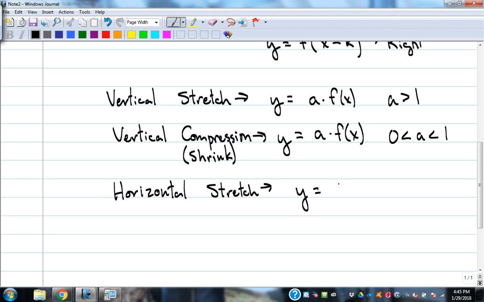Y equals f of a times x, and the a that you're multiplying by is on the inside, and it's between 0 and 1. It's the opposite. Opposite things happen with horizontal things. All right.